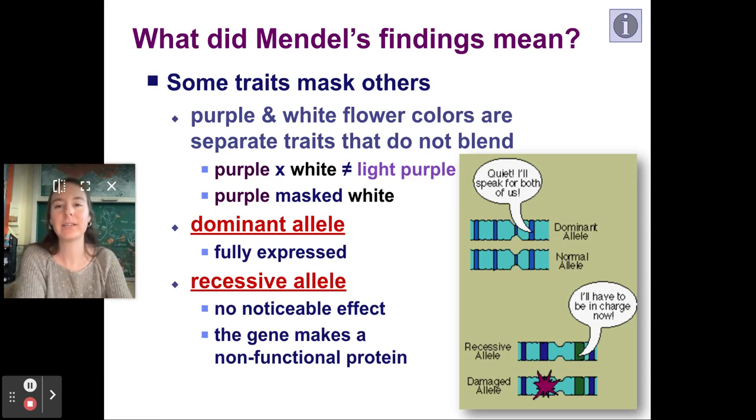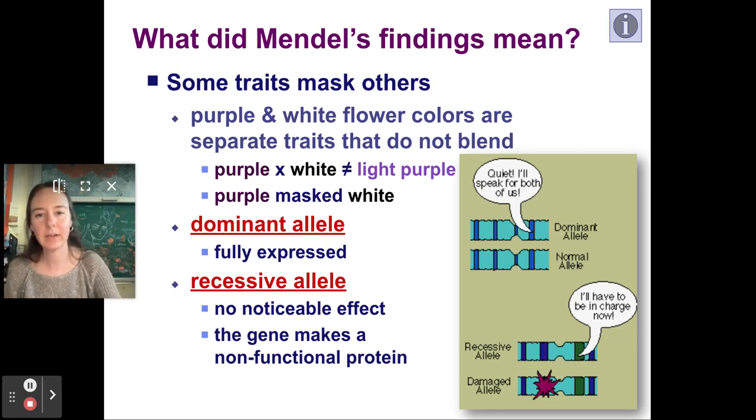Well, what he found was that some traits actually mask the others. So the purple and the white flowers don't blend in the F2 generation. You don't take a purple flower and a white flower and get a mixture, like a light purple flower. No, instead, the purple actually masks the white.